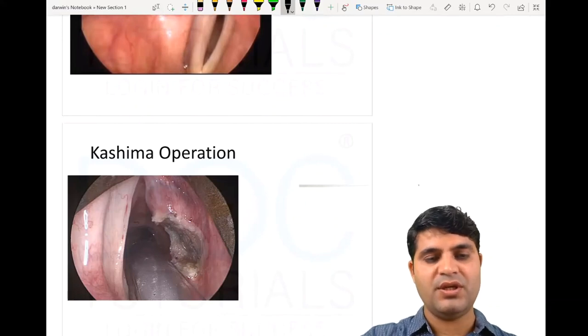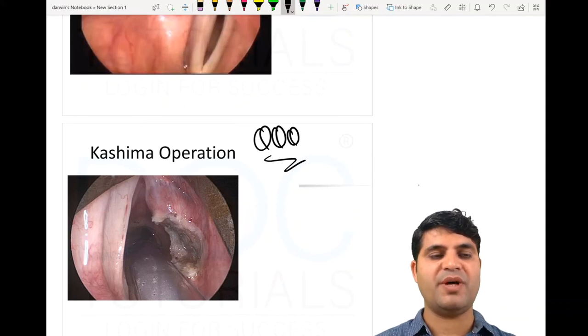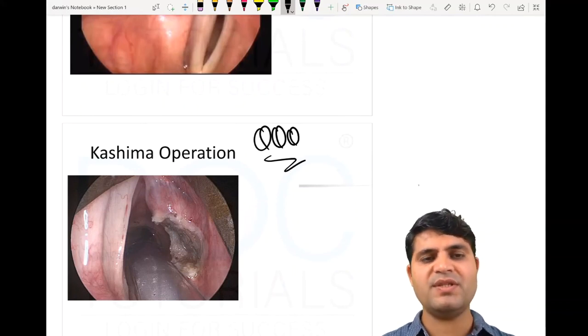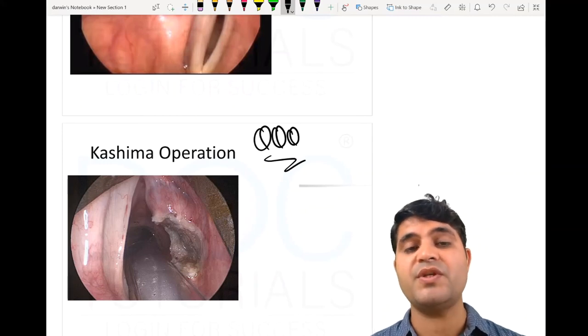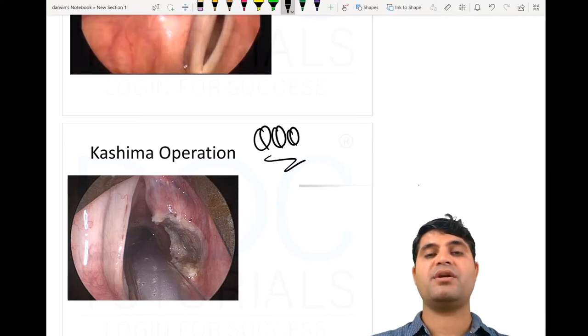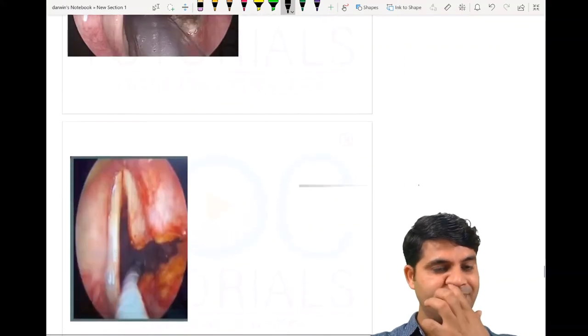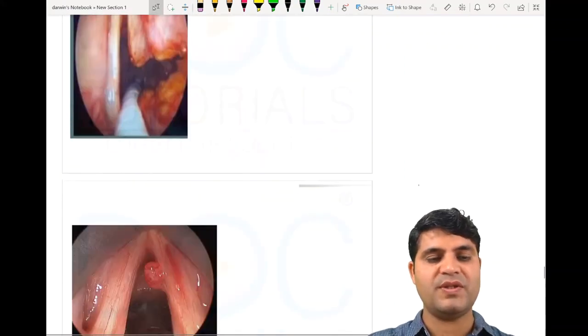Students, can you see this more space? And this question was asked, I think, last year. Kashima's operation. So all these are very important questions of great clinical relevance, because nowadays we see so many cord palsies, unilateral, bilateral. Clear? So this is Kashima operation, you can see.